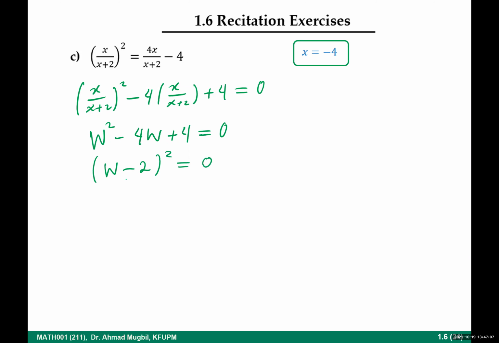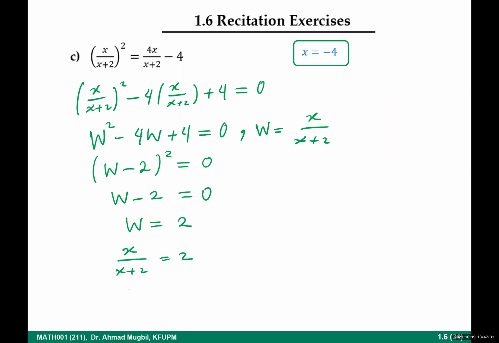So take the square root of both sides. This will be w minus 2 equals positive or negative 0, which is 0. And this means that w is 2. What is w? You should mention here what is w. W is x over x plus 2. Of course, from the beginning, x cannot be negative 2. So now we have x over x plus 2 equals 2.